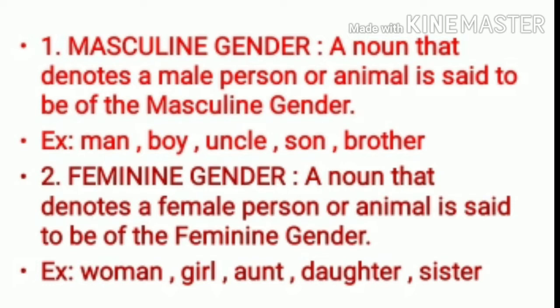Now the second type is the feminine gender. A noun that denotes a female person or animal is said to be in the feminine gender. Means any female, any lady, we say it is the feminine gender. So if in masculine it is a man, in feminine it will be called a woman. In masculine if it is a boy, in feminine it is a girl. Uncle, aunt, son, daughter, brother, sister. So all male are masculine, all female are feminine gender.